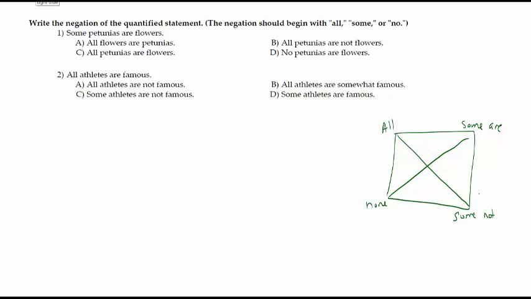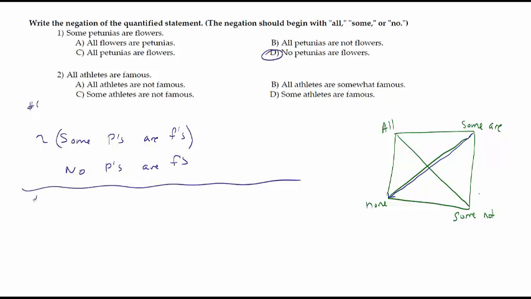Coming up here to question number 1, we're told that some petunias are flowers. So I'm going to write some P's are F's. What's the negation of this going to be? The opposite of some is none. So this is going to say no P's are F's. So no petunias are flowers. That would be choice D. Okay, so that was number 1.